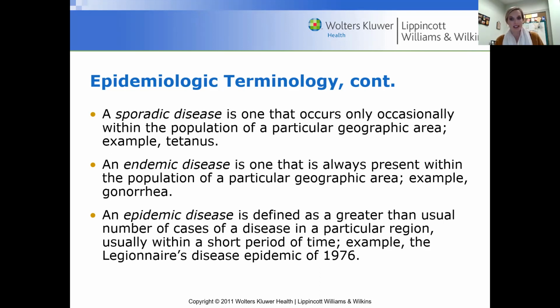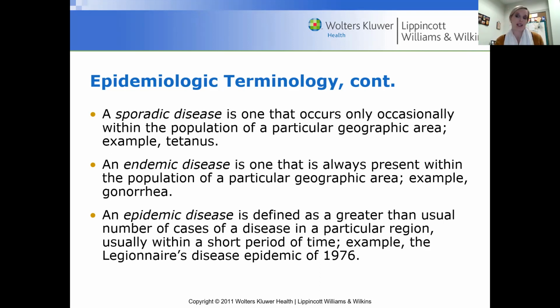So a sporadic disease. When we think of the term sporadic, if something happens sporadically, it's just an occasional pop-up of something here and there, whether we're talking about diseases or not. There are things that we do sporadically. It just means we do it on occasion. And that's what this means. With a sporadic disease, it's one that only occurs occasionally within a population of a particular geographic area.